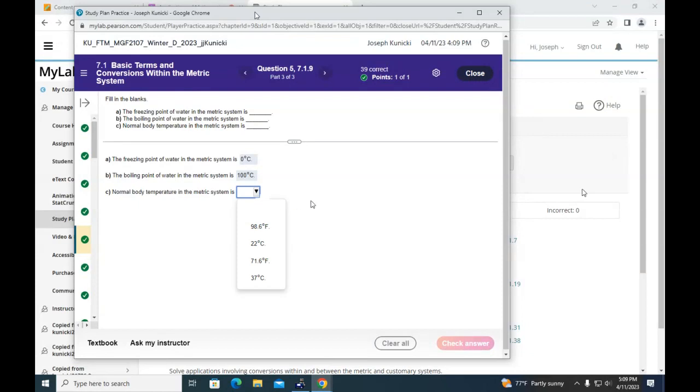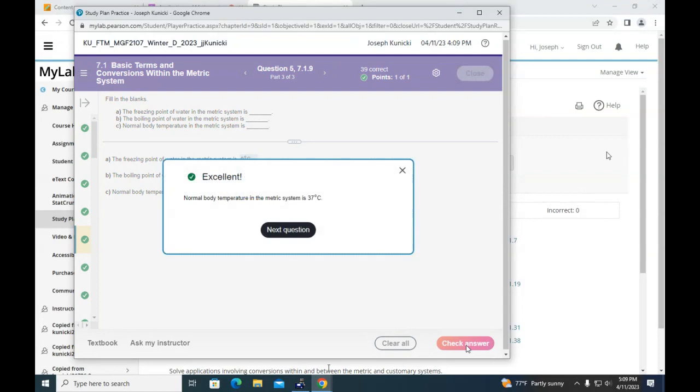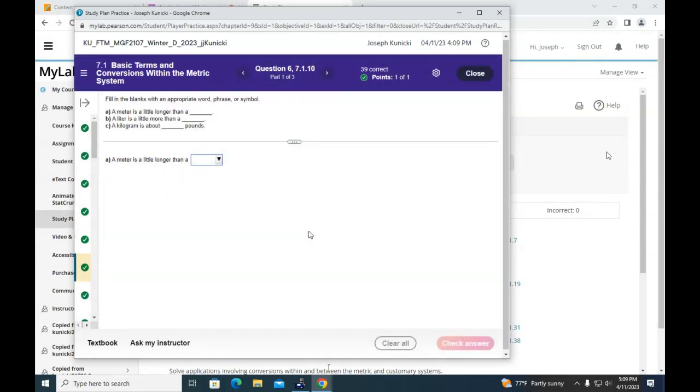And the normal body temperature. 37, you got it. So you could say 37 is approximately 98 degrees Fahrenheit, right? Okay. We'll get into that some more.